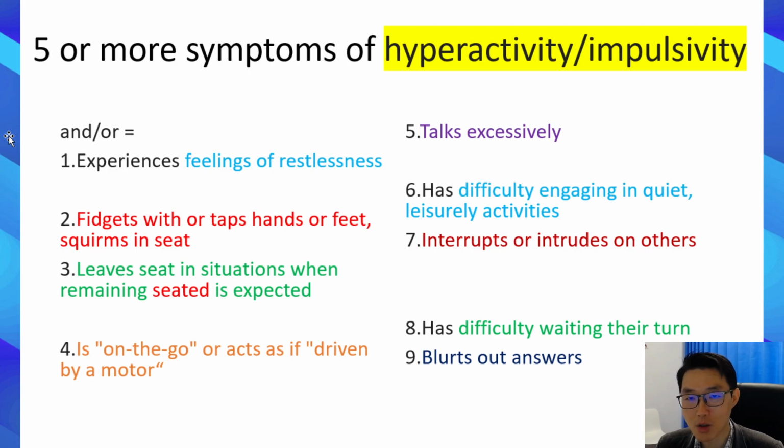Number 5, the patient talks excessively. Number 6, the patient has difficulty engaging in quiet or leisurely activities. Number 7, the patient seems to be always interrupting or intruding on others. Number 8, the patient has difficulty waiting for his or her turn. Finally, number 9, the patient blurts out answers even when the question is not directed to them. So these are the 9 symptoms of hyperactivity or impulsivity. You also need 5 or more of them to qualify too.